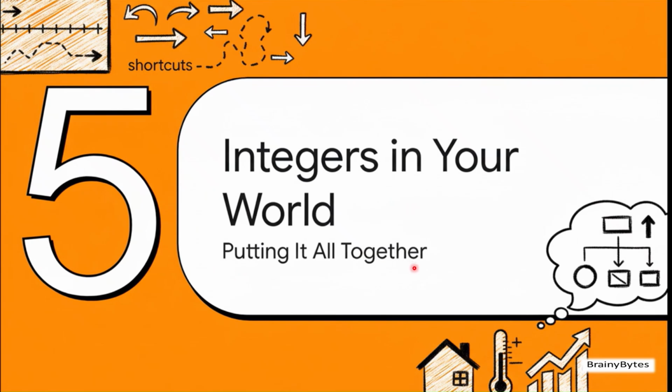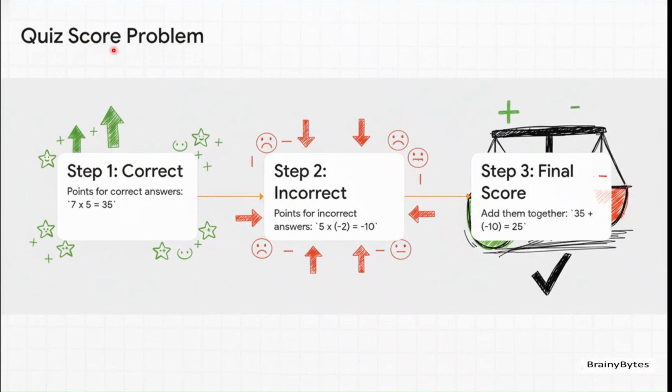We've got our map, we know the moves, we've learned the shortcuts. Theory time is over. Now it's time to put it all together and see how this actually works in the real world. Let's solve a problem. This problem is a perfect real-world test, so let's break it down. First, we figure out all the positive points from the correct answers. That's 7 times 5, which gives us 35.